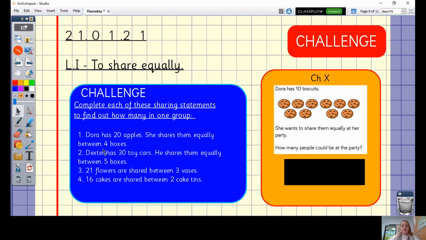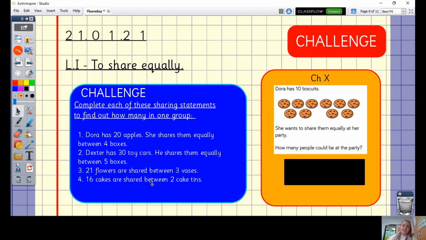So if you were to do this one, then look carefully at how many sharing circles you need to draw. If we're sharing between 4 boxes, then that means we need 4 sharing circles. And we need to share our 20 across those 4 sharing circles. Okay, so you look carefully at how many groups you're sharing into, which is how many sharing circles you need. Okay, so you've got 4 different sharing statements there to have a go at.